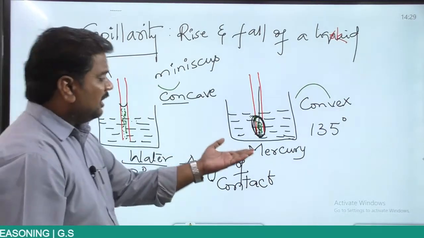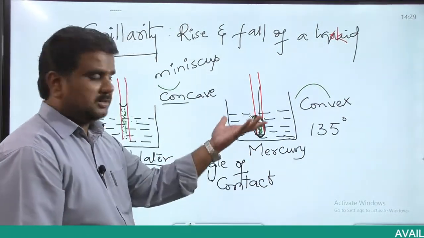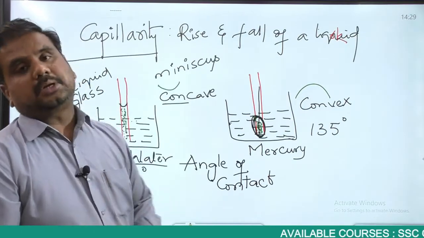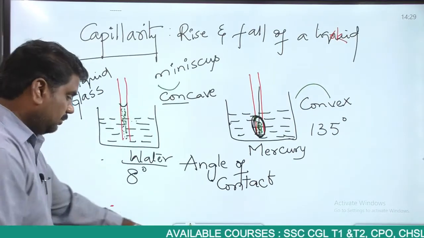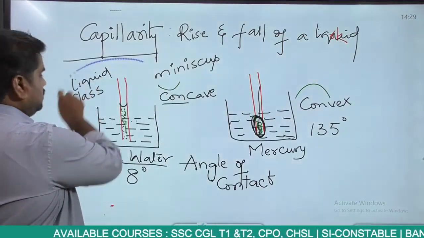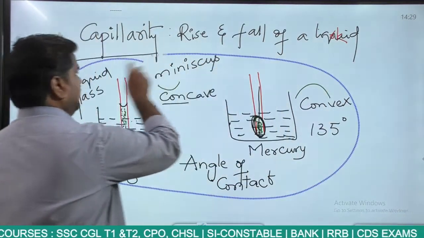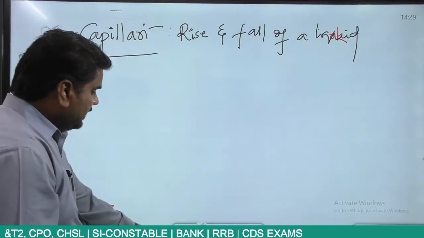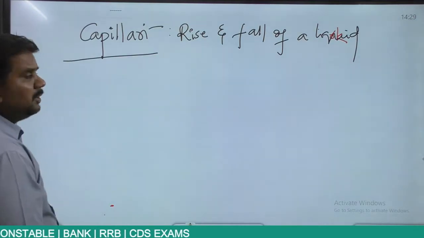But suppose that if at all you are throwing mercury on any surface, the complete mercury will come down, indicating that mercury will not stick to any particular surface.